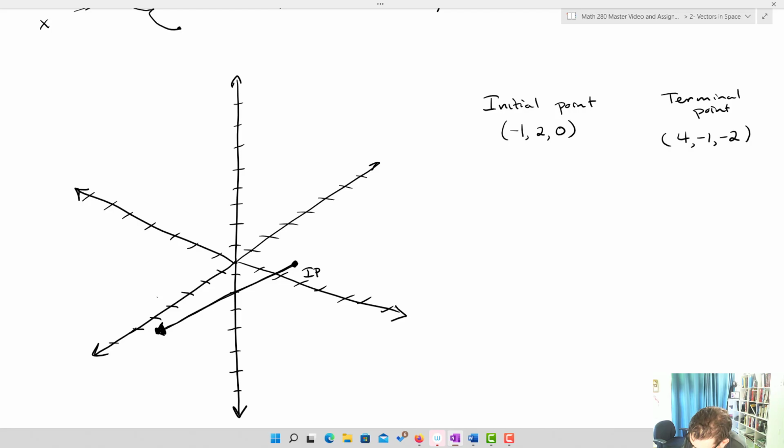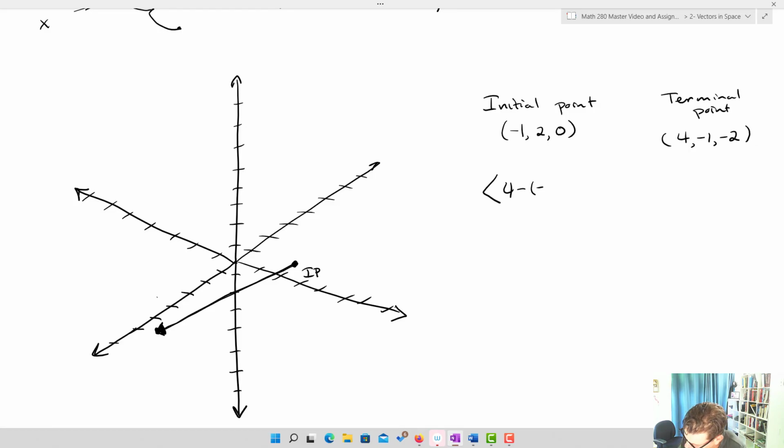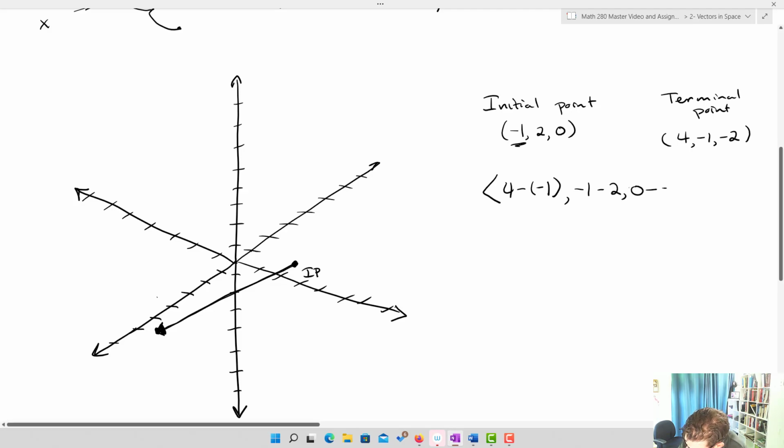Writing it in standard component form, that's probably the easiest way because it also gives you the standard position vector. We're going to get -1 minus 4, or, well, why don't we do it the other way around? We'll do 4 minus -1. Yep, that's right, because our initial point is the -1. And then -1 minus 2, okay, and then 0 minus -2.